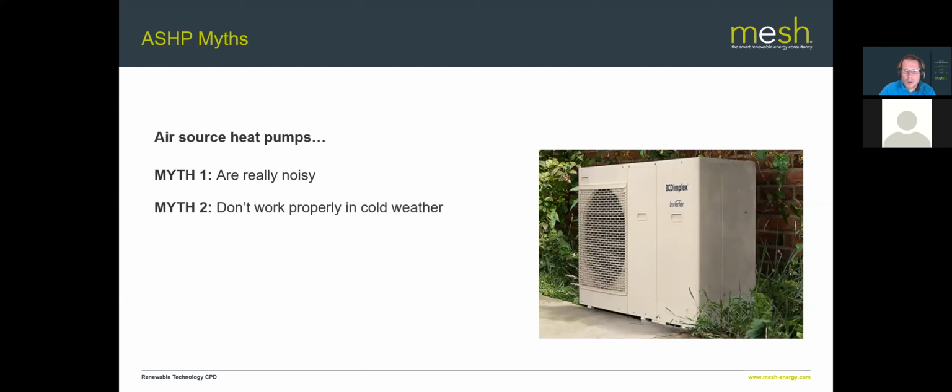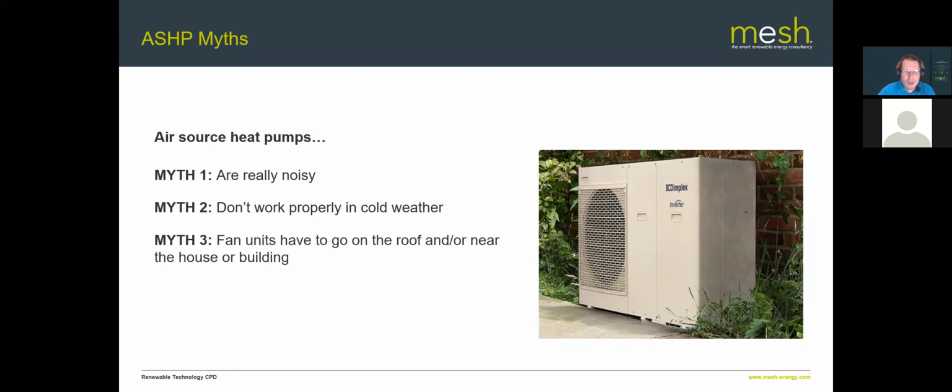Secondly, they don't work properly in cold weather. Again, that's a bit of a myth. People think that you need to have a heat source, but they forget that heat is anything that's warmer than minus 273 degrees Celsius or 0 Kelvin. So even at minus 25 degrees ambient temperature, there is plenty of warmth in the air. It's just a question of extracting that heat. So you can make an air source heat pump work well in cold weather. They're used in northern Sweden and all kinds of places. It does work.